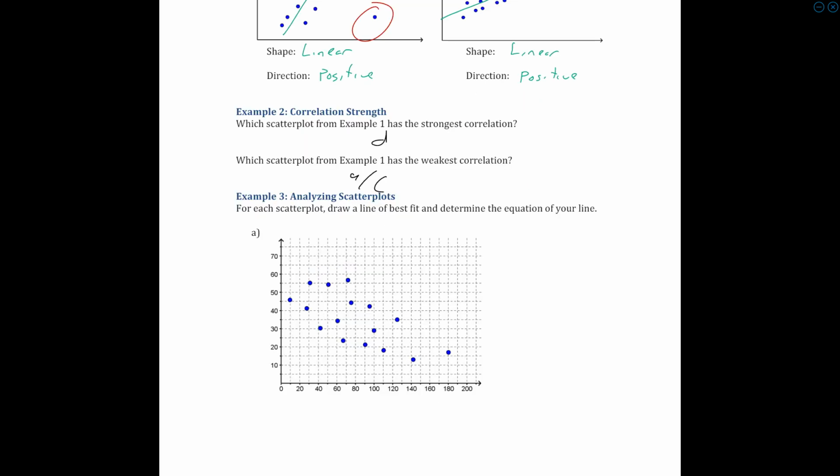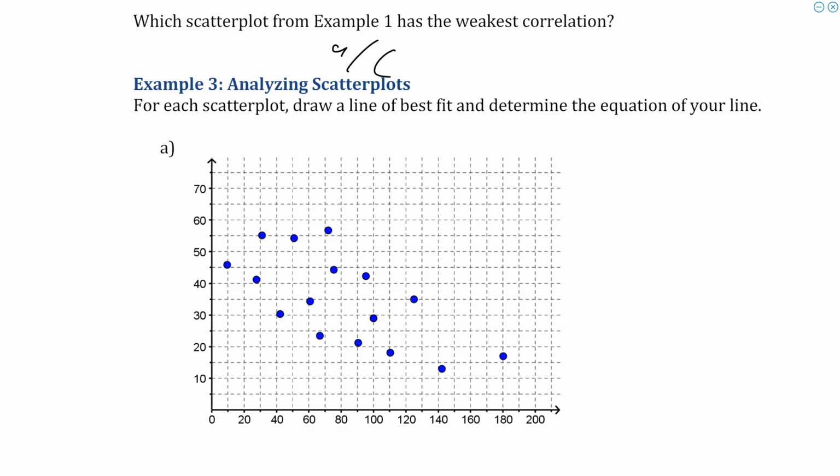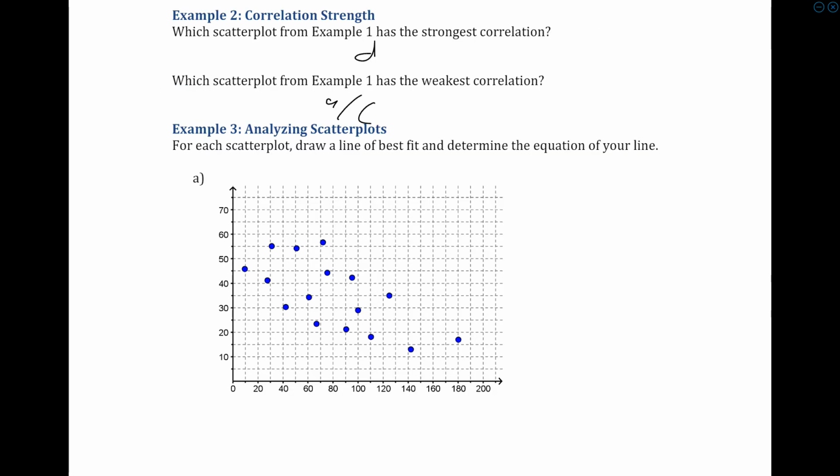Okay, how about example 3? Let's take a look here. We draw a line of best fit. Let's determine the equation of our line. First of all, what do we see here? Is this going to be a positive or negative correlation? Yeah, it definitely looks like it. I don't know what the data is, something per something. But I see that it's negative.